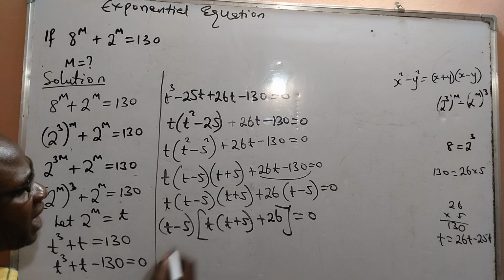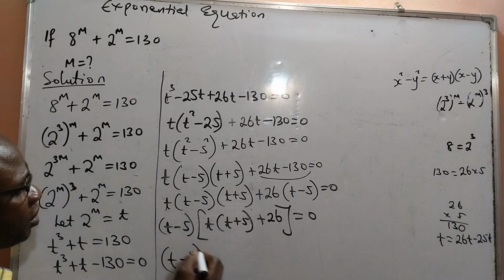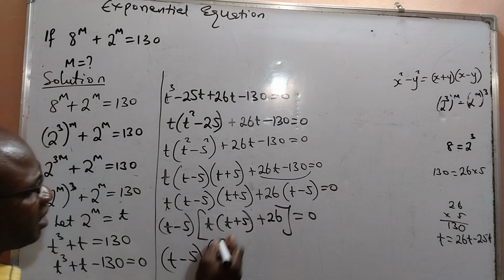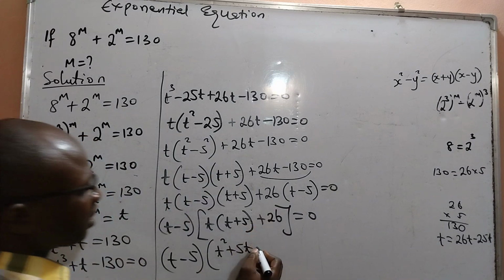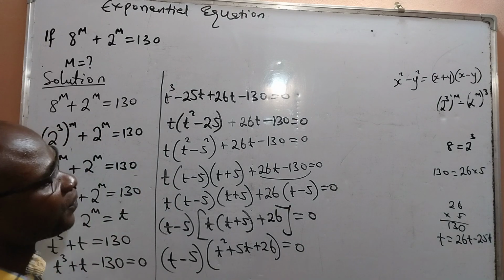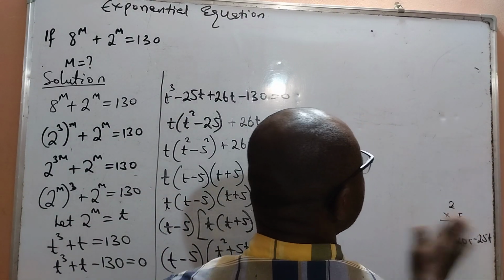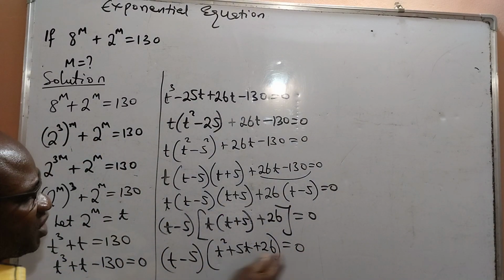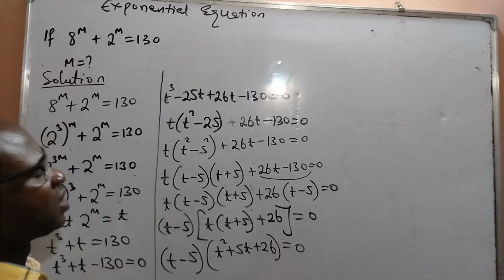Now, moving forward, I will have t minus 5 into the bracket: t times t is t squared, and t times 5 will give me 5t, then plus 26, everything is equal to 0. So what we can now do, I want you to see that the first bracket is equal to 0, the second bracket also is equal to 0.